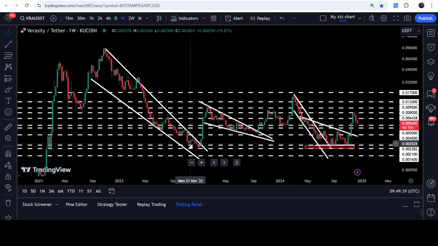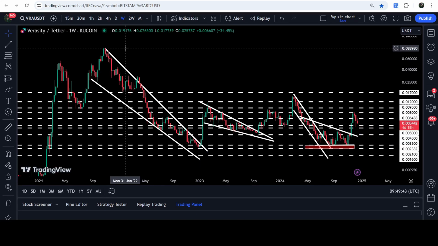On the 7 days time frame chart, you can see that we have already broken out of this very big and long-term falling wedge pattern as well. And the long-term target for the breakout from this wedge is here at the top of the wedge. That will be somewhere between 8 cents to 10 cents.